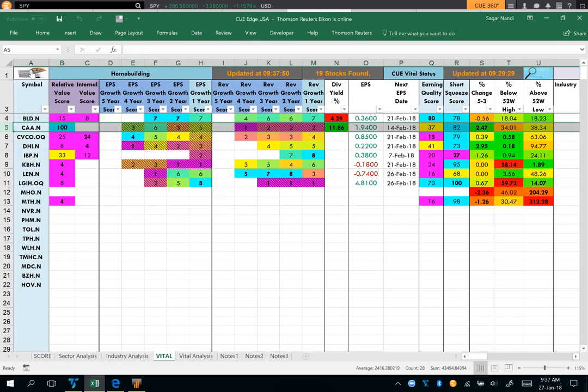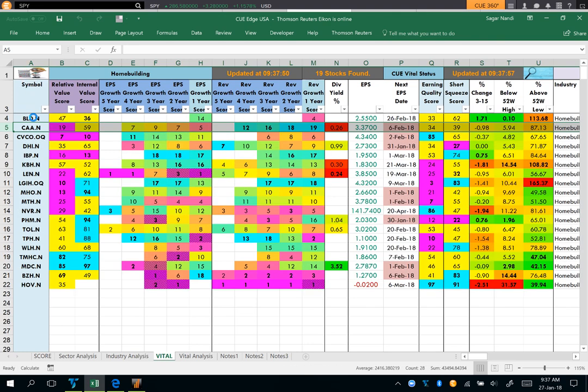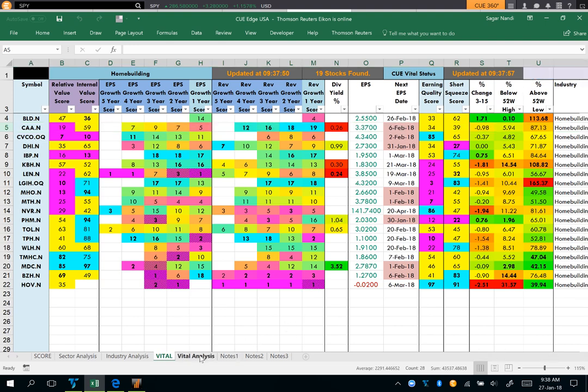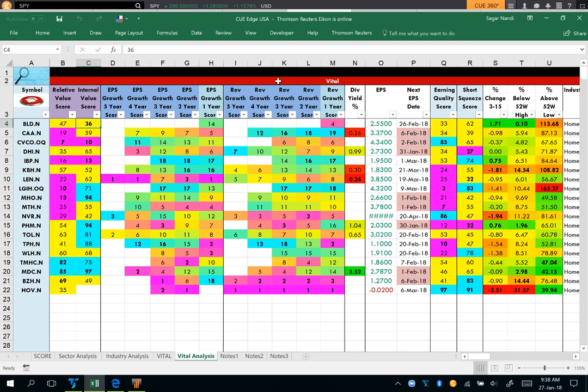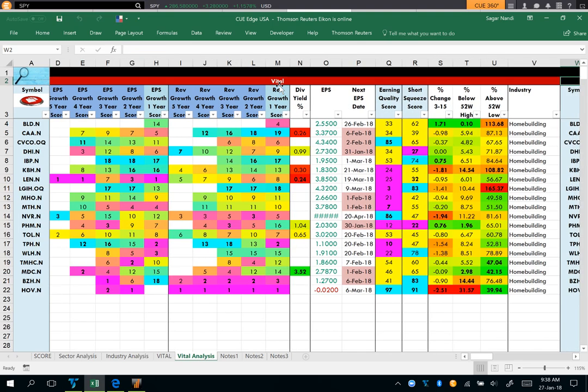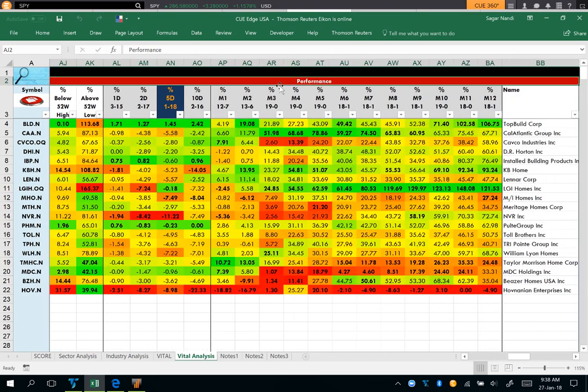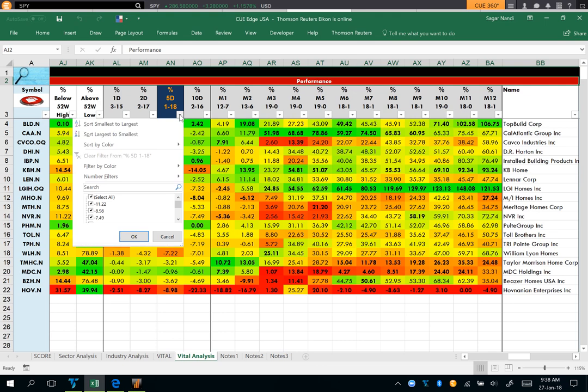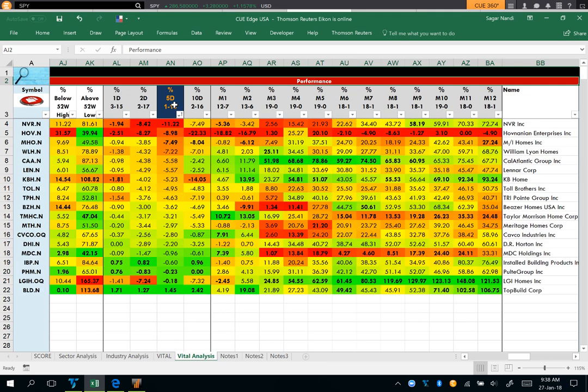It has found 19 stocks. Clicking the calculator button will retrieve data on these stocks and calculate the vital statistics. The statistics calculation is done. We can click the magnifying glass, the investigate button, to get the data on the vital analysis tab and do further analysis. Here we have the data across many panels. We can go to the performance panel and sort by performance over 5 days.